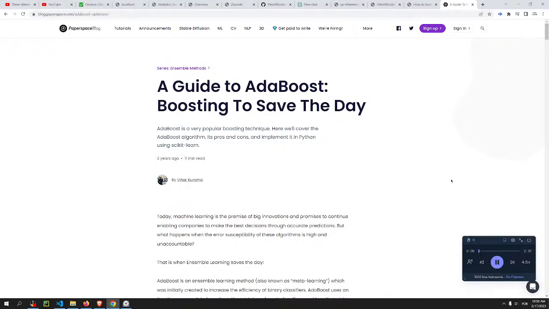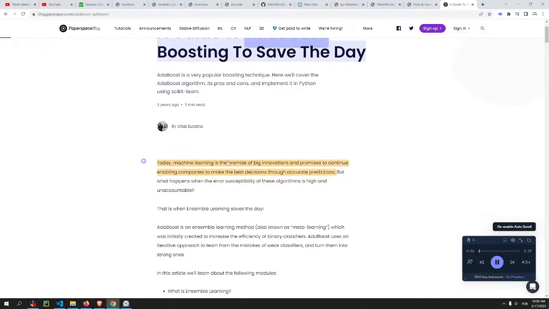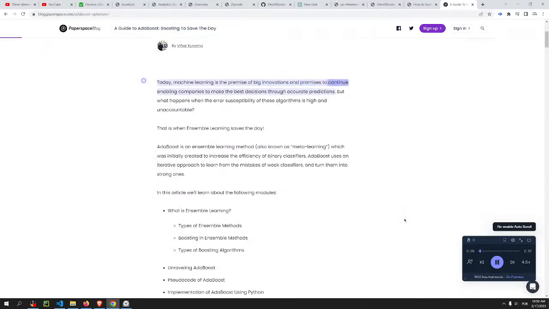A Guide to AdaBoost: Boosting to Save the Day. Series: Ensemble Methods. A Guide to AdaBoost. Today, machine learning is the premise of big innovations and promises to continue enabling companies to make the best decisions through accurate prediction. But what happens when these algorithms are susceptible to error?